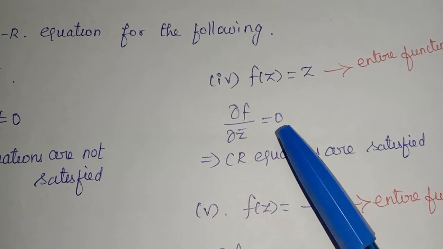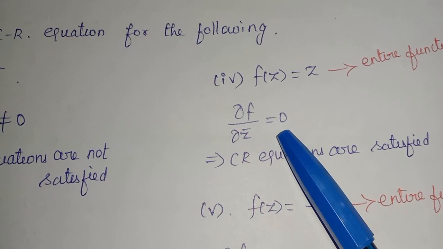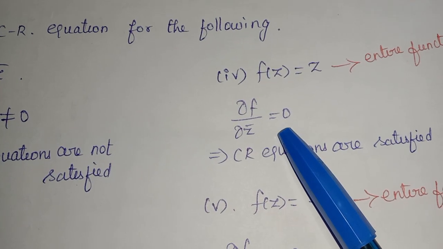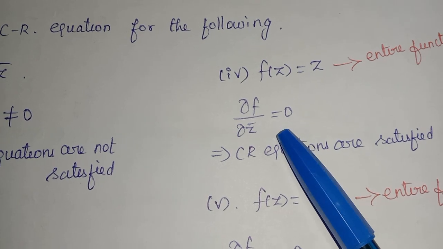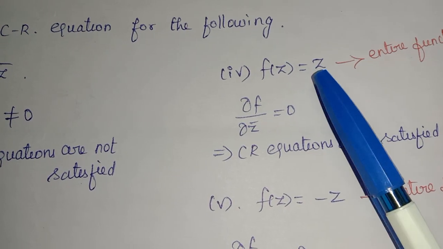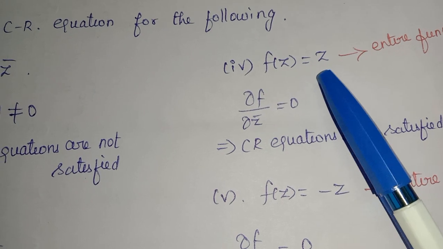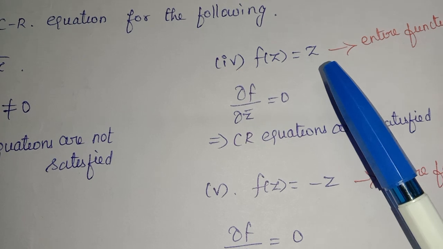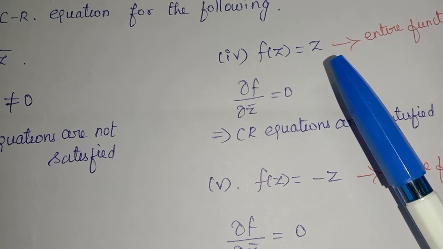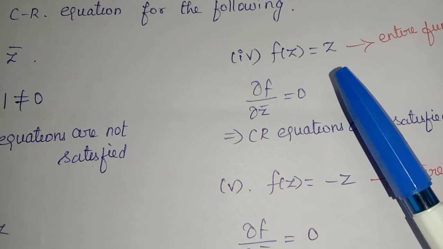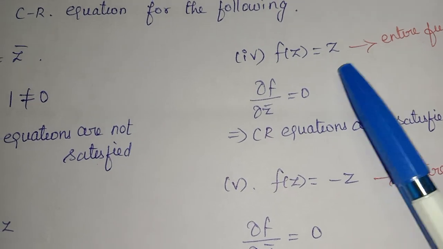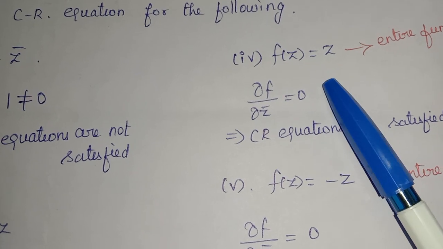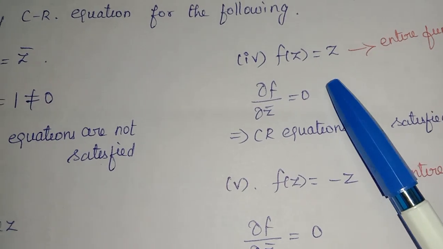Next one is, what about the analyticity? I told you already, if CR equations are satisfied, along with the condition, you have to check continuity of the partial derivatives. Here you see z. It's a polynomial, no? All polynomials are continuous functions. Okay, so continuous. So along with the CR equation, we have continuity also. So together these two things imply what? The function is differentiable. The function is differentiable at all points in the complex plane. That means it is analytic. Again, it is analytic at all points in the complex plane.